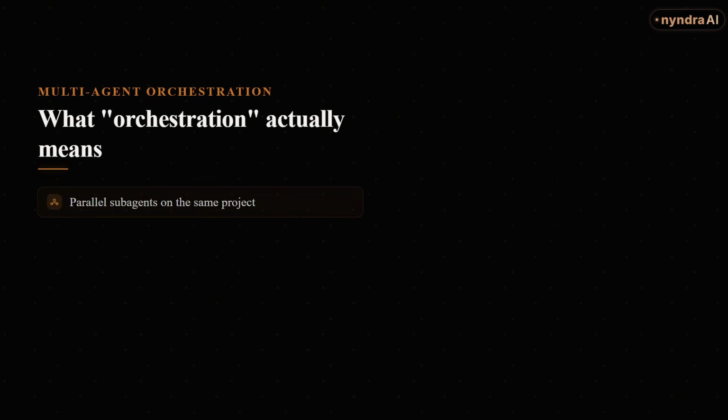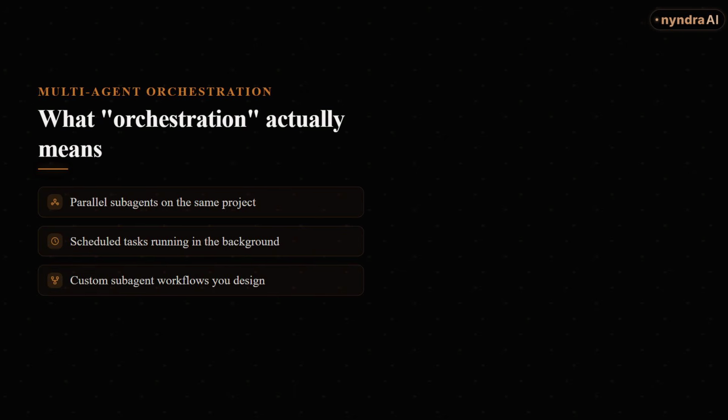The headline feature is multi-agent orchestration, and Google put it front and center. You spawn parallel subagents, you schedule background tasks that run automatically, you design custom workflows. The pitch is dev velocity multiplied by however many agents you can keep alive at once.